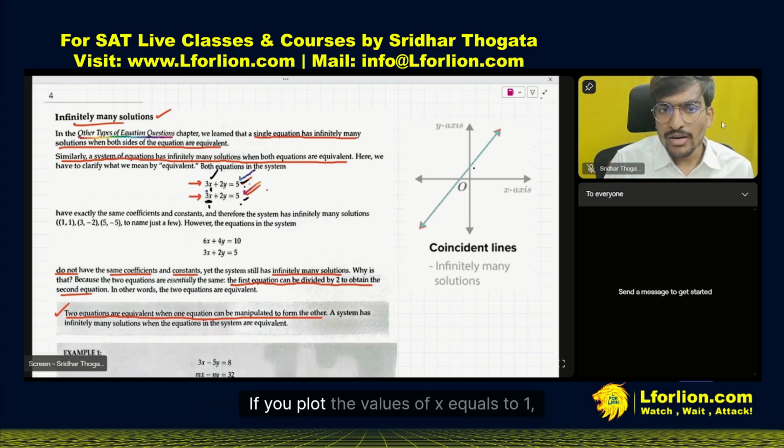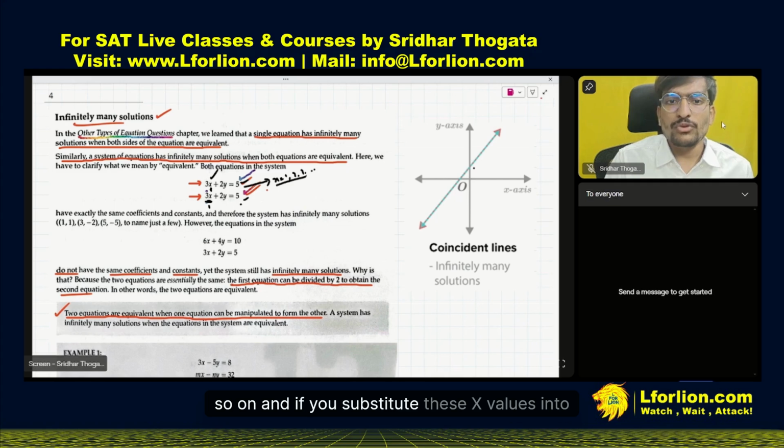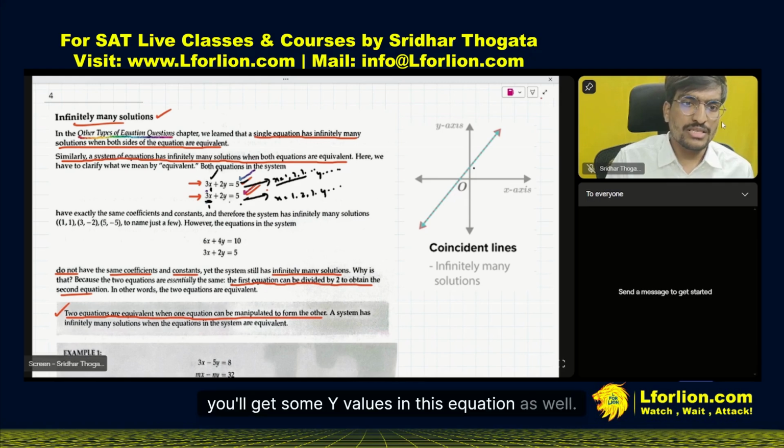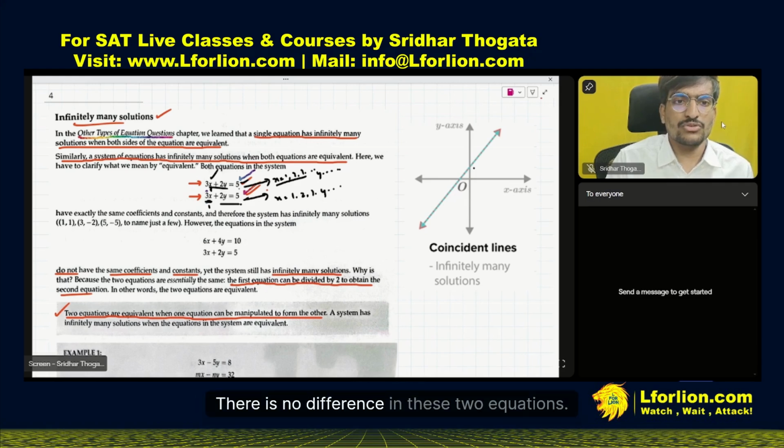If you plot the values of x equals 1, 2, 3, and so on, and substitute these x values into the equation, you'll get some y values. Do the same here, with x values 1, 2, 3, and you'll get some y values in this equation as well. It's almost the same. There is no difference in these two equations.